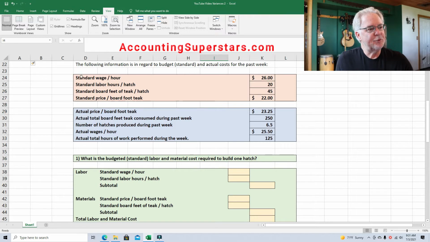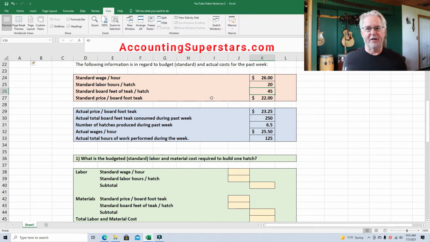So standard wage per hour: they pay the guys and gals who build these hatchways, companionways, $26 an hour. That's what they budget. That is what they were planning on doing. Now, what actually happens might be a little different, but this is their plan. Standard labor hours per hatch, 20 hours. So it takes 20 hours of work to build one of these beautiful hatchways. Standard board feet of teak, 45 board feet.